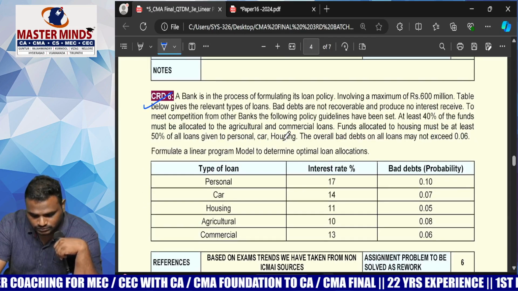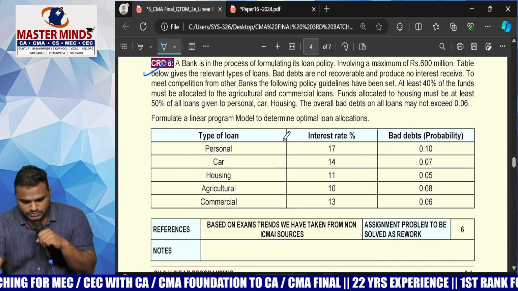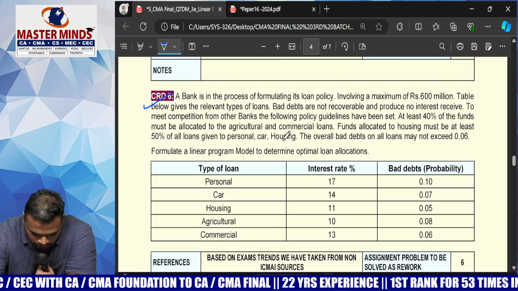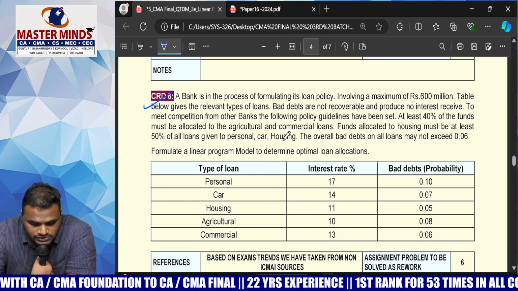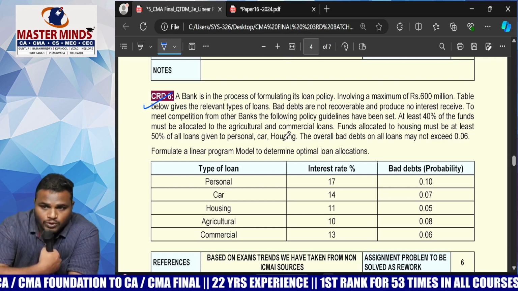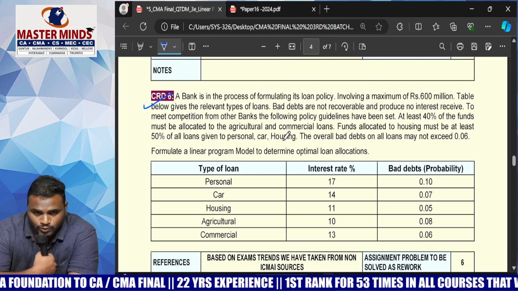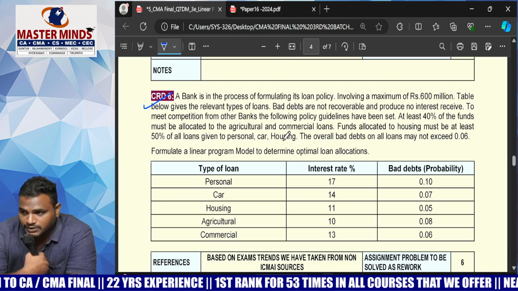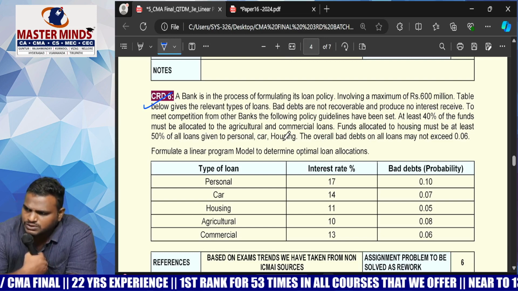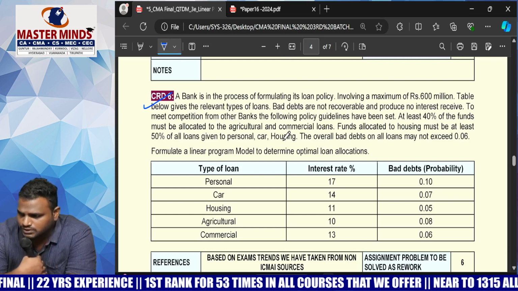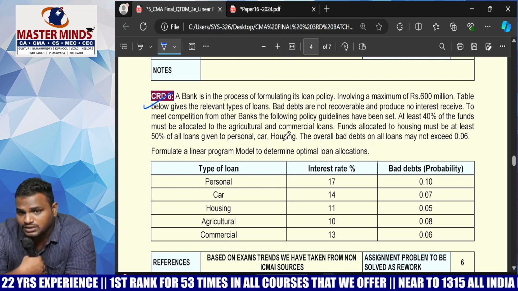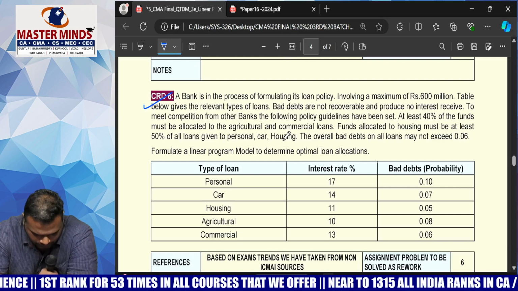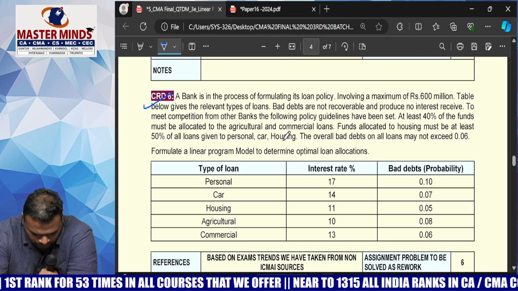CRD 6. A bank is in the process of formulating its loan policy involving a maximum of rupees 600 million. The bank has only 600 million. The table below gives the relevant types of loans. Bad debts are not recoverable and produce no interest received.